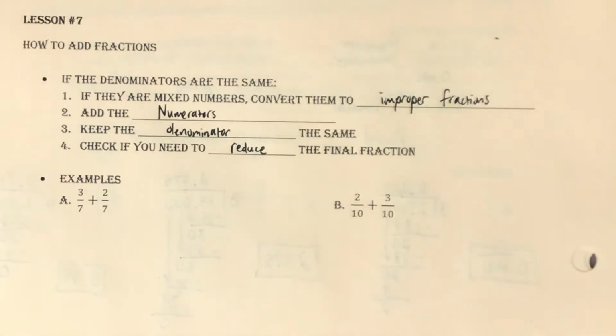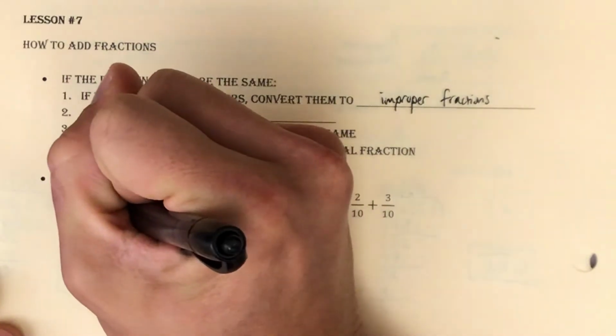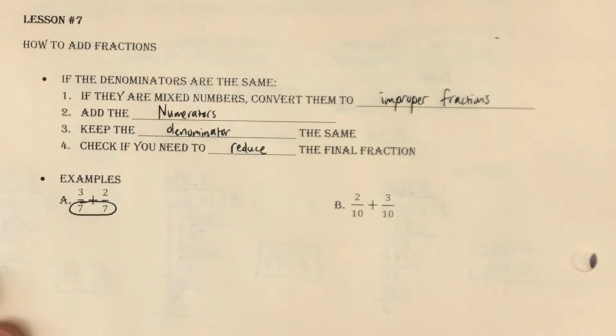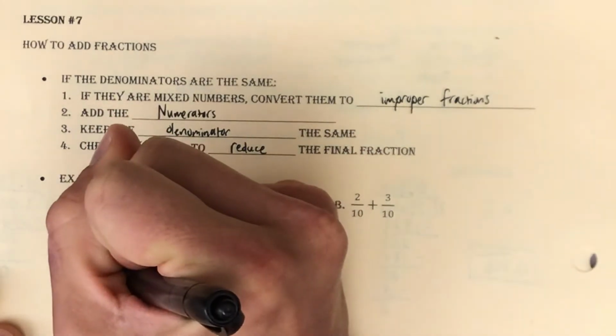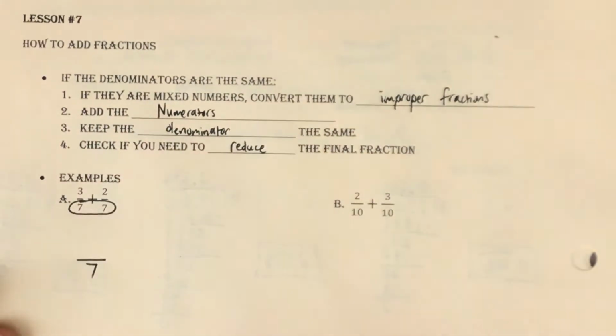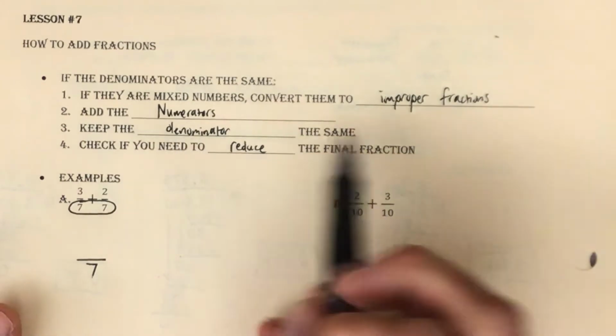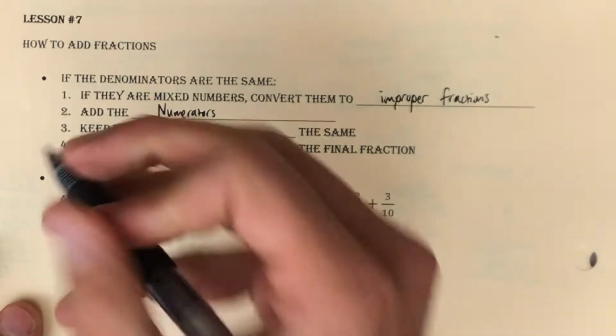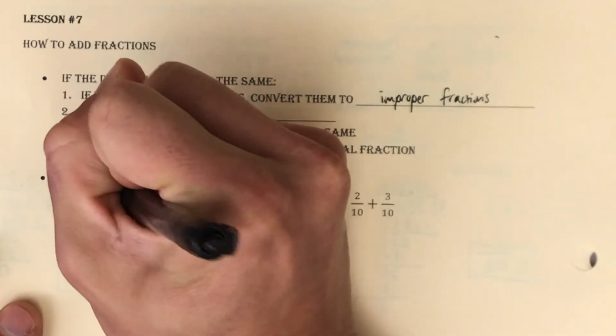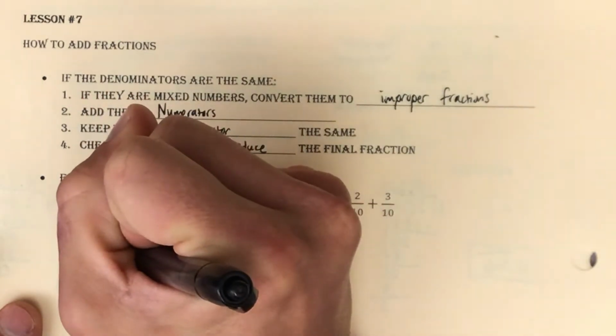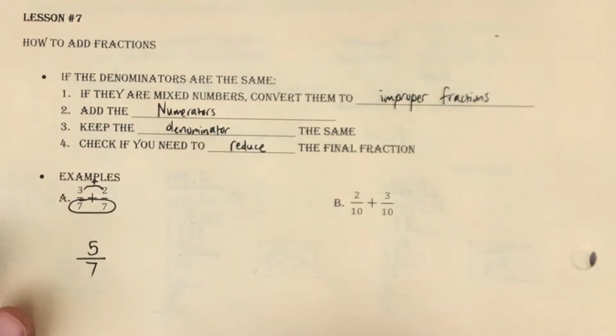Example A, 3/7 plus 2/7. Well, I notice that, hey, these denominators are the same, so I know that my denominator is going to be 7. All right, there's no improper or no mixed numbers, so don't have to worry about that. So my first step after that, or step 2, would be to add the numerators. So I'm going to add 3 plus 2. Well, 3 plus 2 is 5, and that is my new numerator.